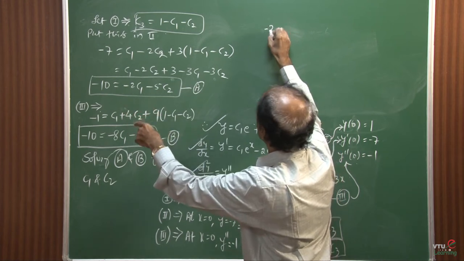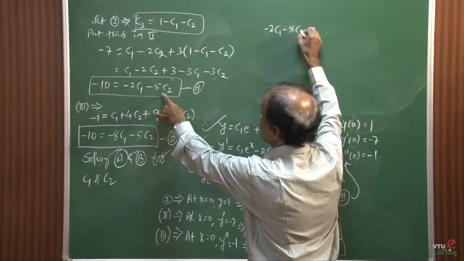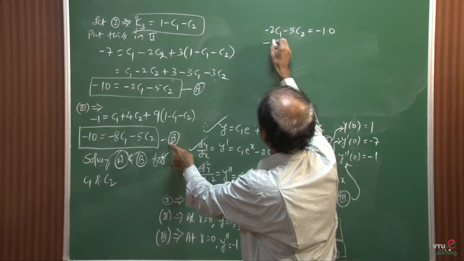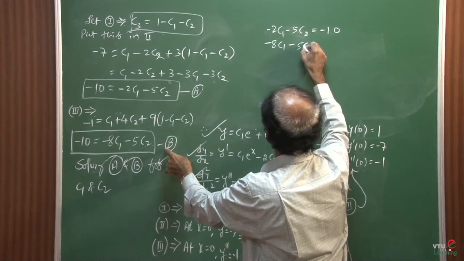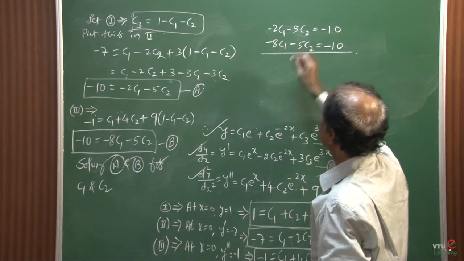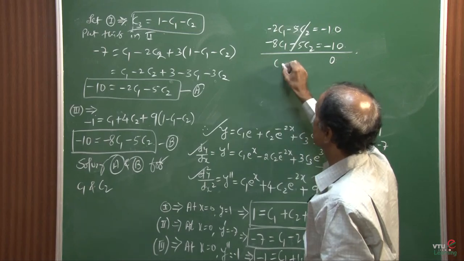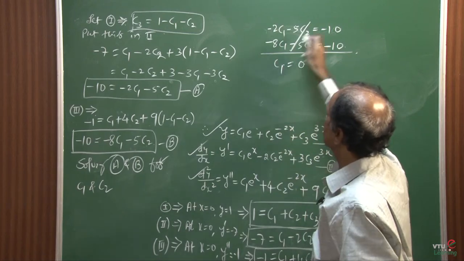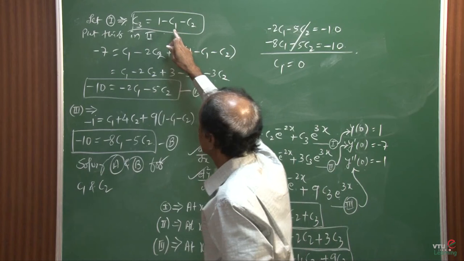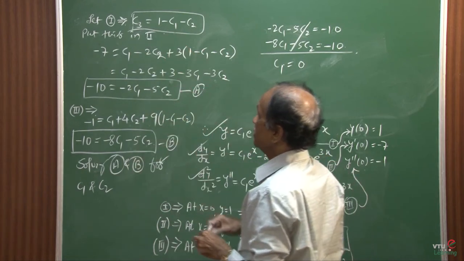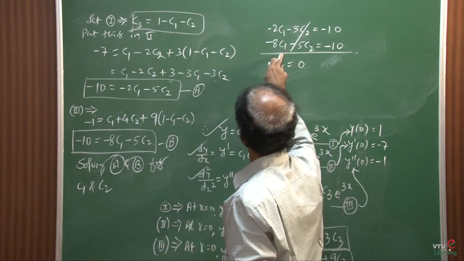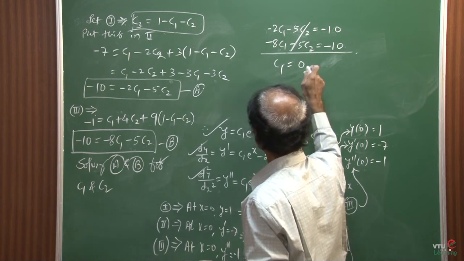Minus 2 times C1, this equation I am taking, minus 5 times C2 is equal to minus 10, right? And here this equation gives minus 8 times C1 minus 5 times C2, equal to minus 10, right? After subtraction this becomes 0, so C1 is equal to 0. Then what is the value of C2? Of the two constants C1 and C2, we got C1 equal to 0.